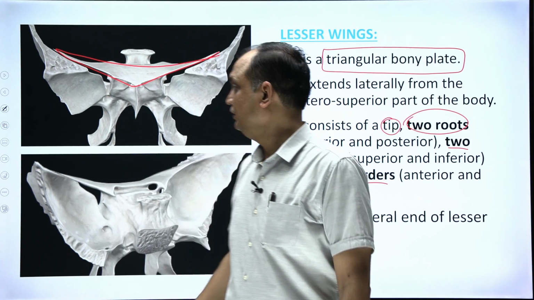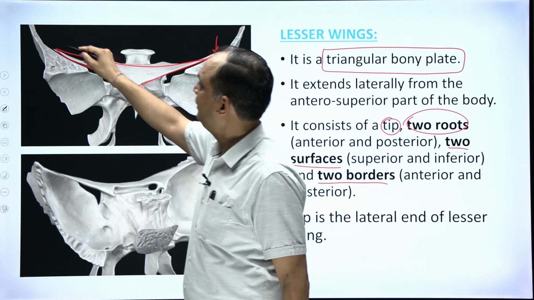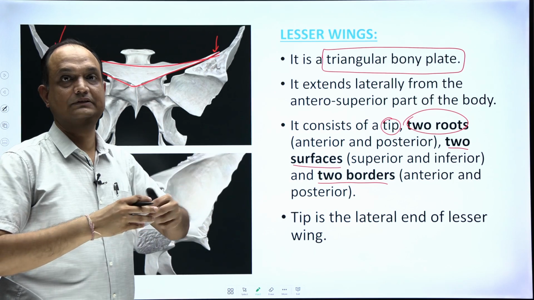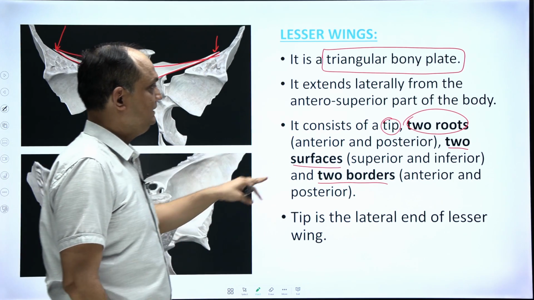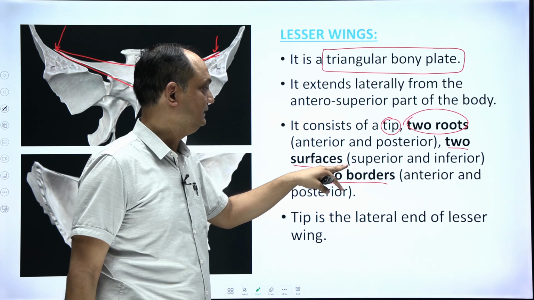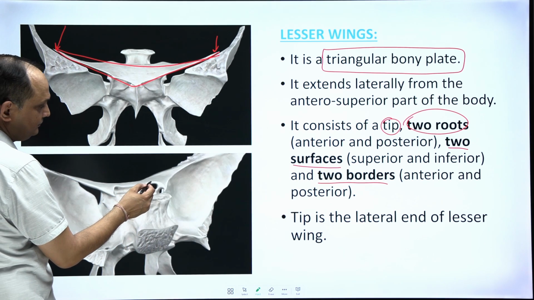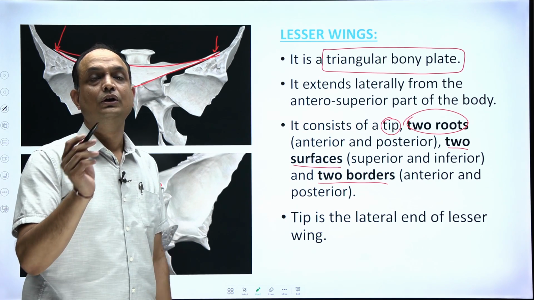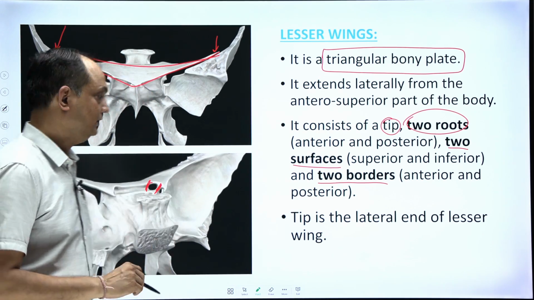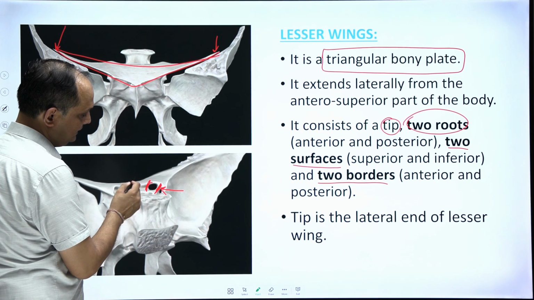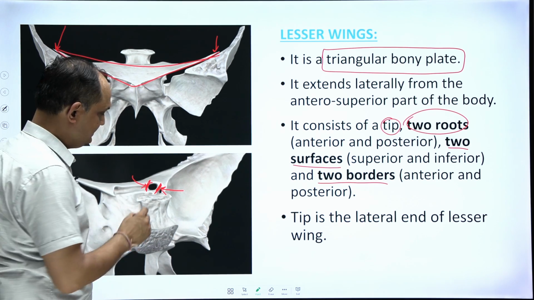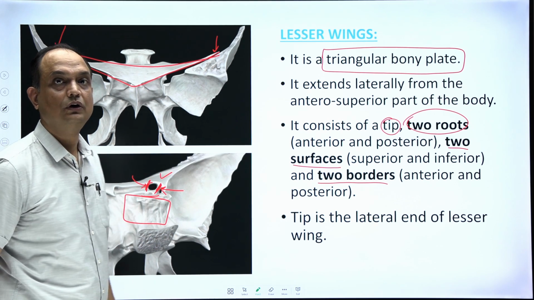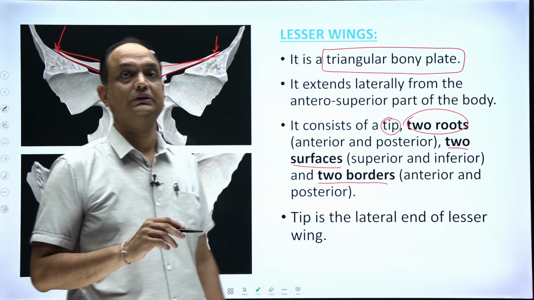of the lesser wing. Here you can see that this is known as the tip of the lesser wing of the sphenoid, which is the lateral end of the bone. Now the roots and surfaces and the borders. Here you can see the two roots, one is this and one is this. These roots are basically the two different boundaries of the optic canal. This is the lateral boundary of the optic canal, this is the medial boundary of the optic canal, and these are connecting this plate with the body of the sphenoid. They are known as the roots of the lesser wing, which enclose the optic canal.